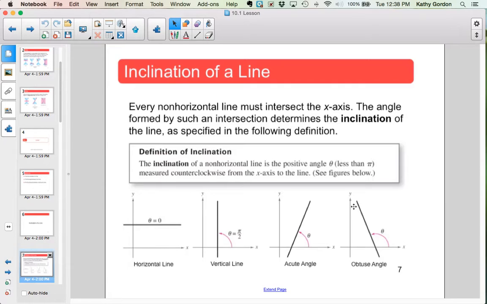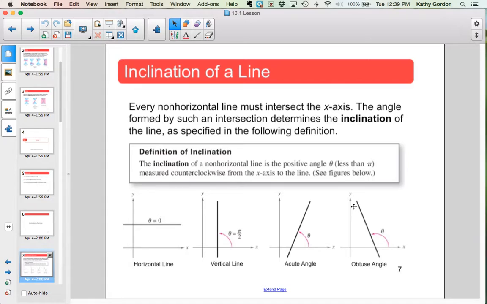Now, if it's a vertical line, then that means our line is perpendicular to our x-axis, and so that's just going to be a pi over 2 radian or 90-degree inclination. If it's something other than vertical, then we need to be thinking again in terms of that idea of starting in standard position and rotating to get to a certain point, and that angle that's being made by the rotation. So if you imagine that this line had started here on the x-axis and then rotated into this position, what is that angle? That's what we're looking for.